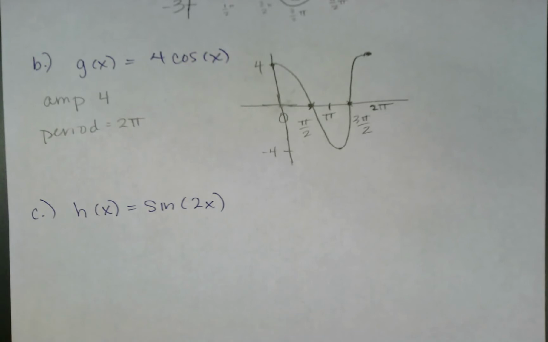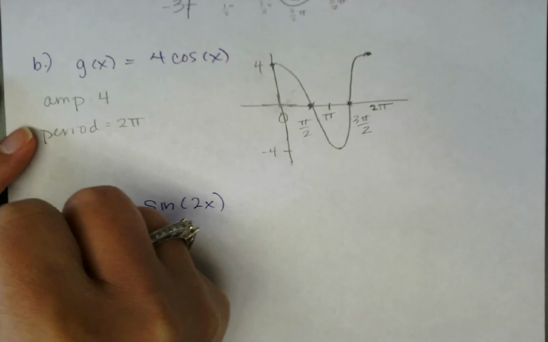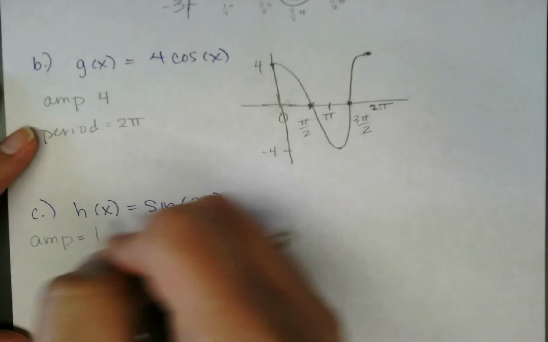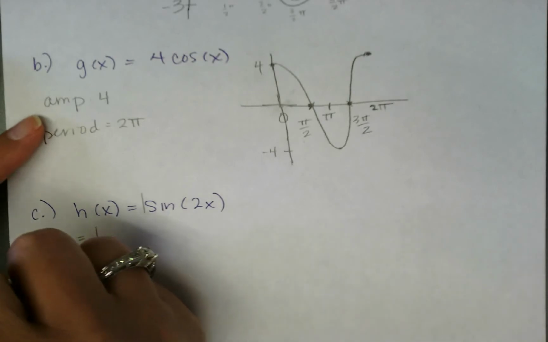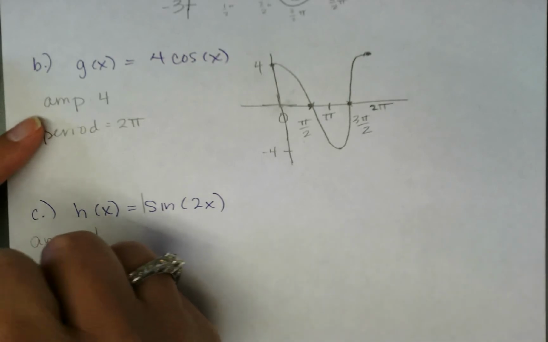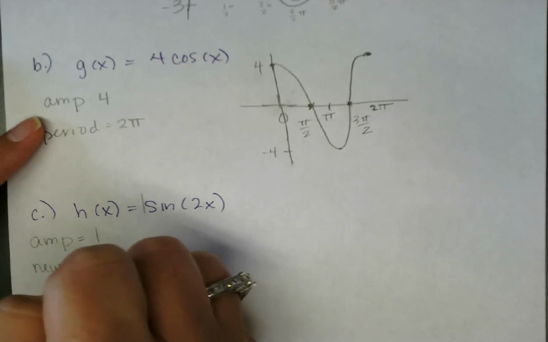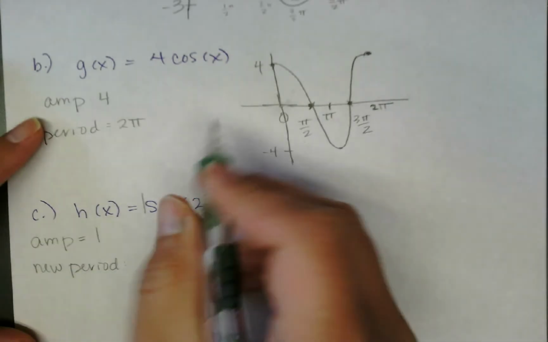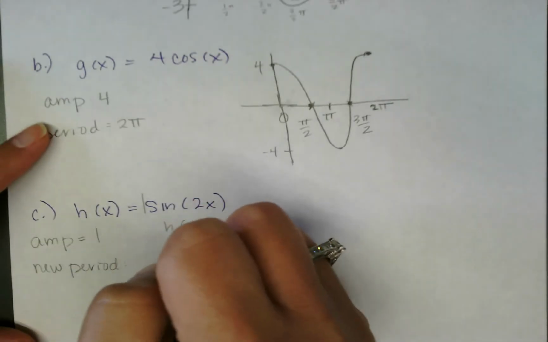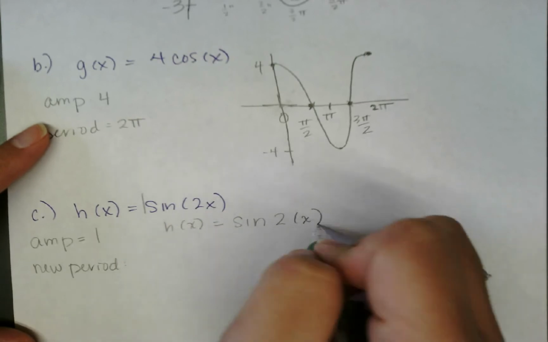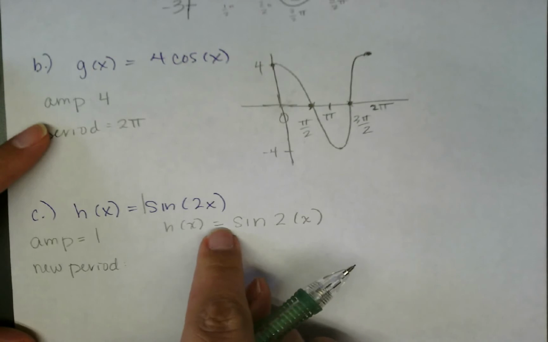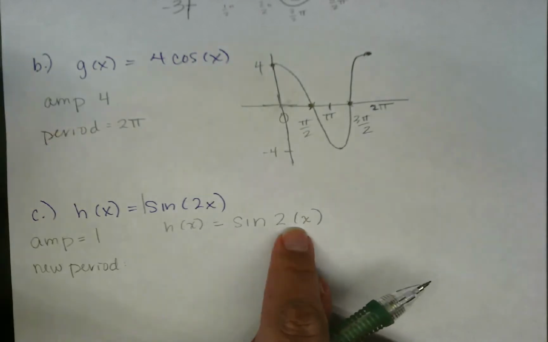Alright, and I told you on the last page that you were going to have to factor this out first. So let's practice this. My amp is 1 because my coefficient is 1. Now my new period. I need to factor out first. So I'm going to have h of x equals sine of 2 times x. That's what I mean by factoring out. It does not go in front, so be careful. It's just in front of that.